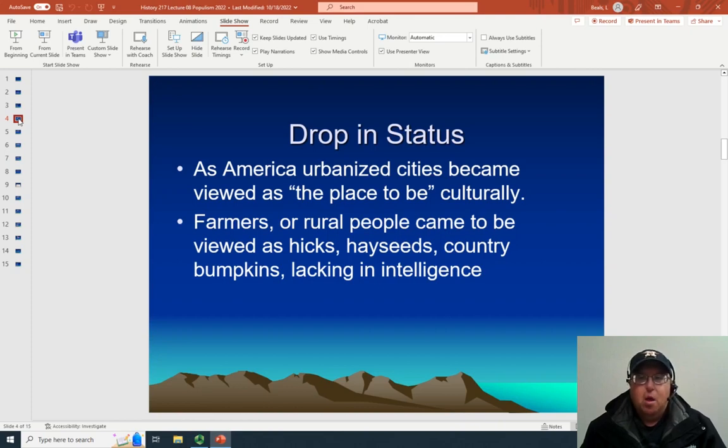In the late 19th century, as millions of Americans moved to the cities or came from other countries and live in large cities, the urban centers of the nation, New York, Boston, Philadelphia, Chicago, Los Angeles, become the place to be culturally, become more popular culturally. And so during this era, the late 19th century, is when we start to see farmers and rural folk have negative terms applied to them. Hick, hayseed, country bumpkin, deplorable, evil, just all these negative terms that we give them, simply because they live in rural parts of the country.